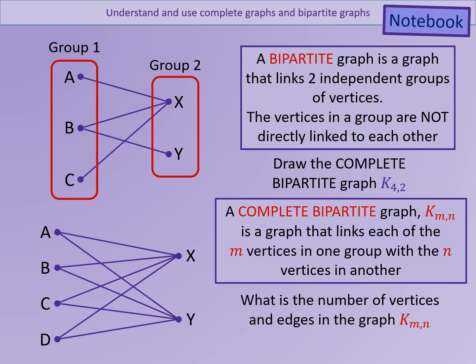Now consider the complete bipartite graph Kmn with m vertices in one group and n vertices in the other. Pause the slide and consider how many vertices that graph would contain and how many edges it would contain. So Kmn would have m plus n vertices, just by adding together the two numbers of vertices. And because every vertex in one group has an edge with every vertex in the other group, we would need mn edges.